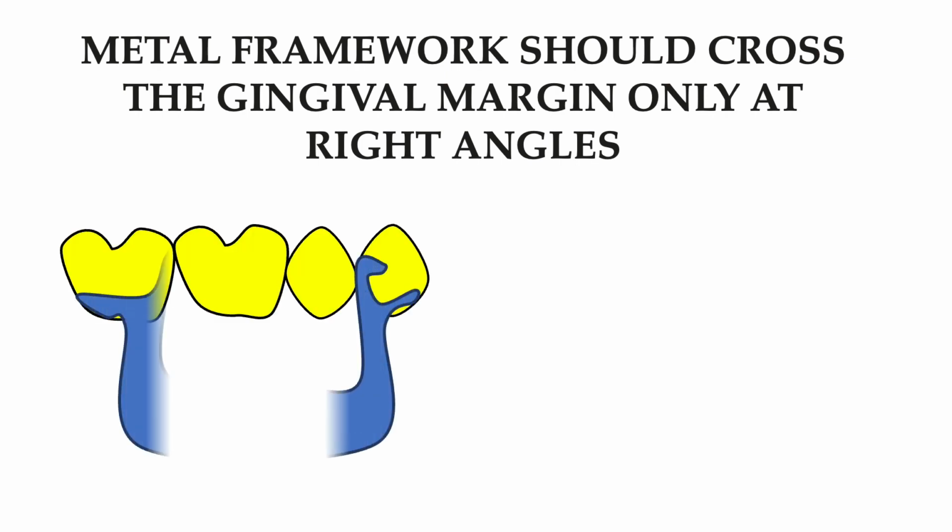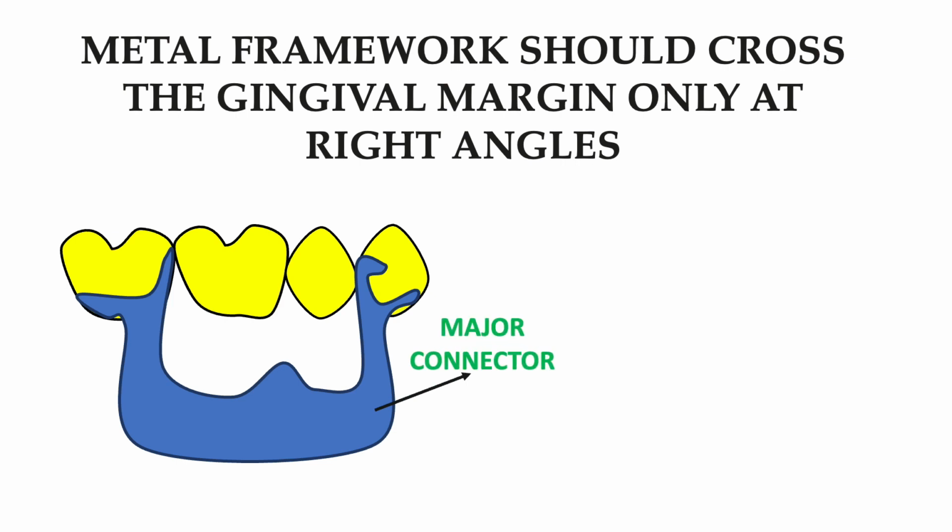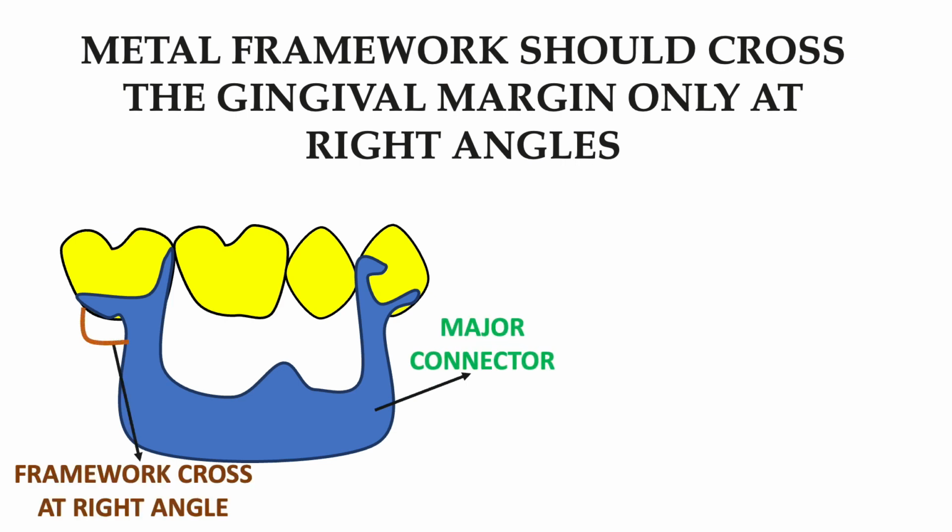And the next design consideration is that the metal framework should cross the gingival margin only at right angles. Look at the figure, we have a dentition and we have a major connector, and the angle between the free gingival margin and the major connector is 90 degrees. That is, the framework crosses the free gingival margin at a right angle. So this is a right design.